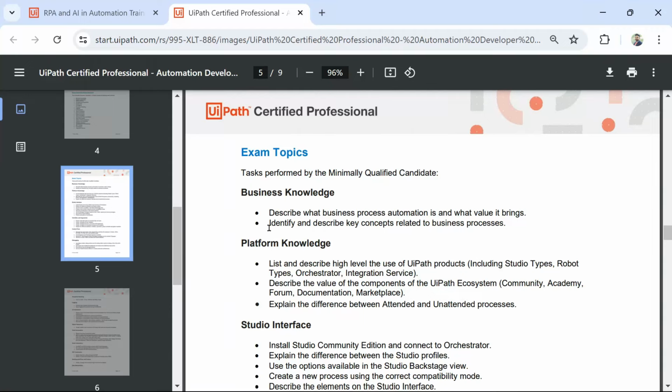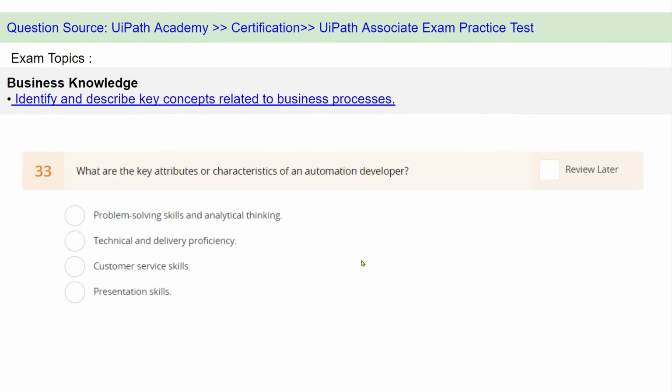Alright, now we are going to move on to the next topic under the business knowledge, which is identify and describe key concepts related to business processes. Here are a couple of questions from the UiPath Associate Exam practice test under this topic, identify and describe key concepts related to business processes.